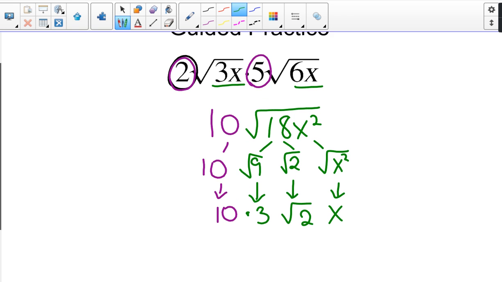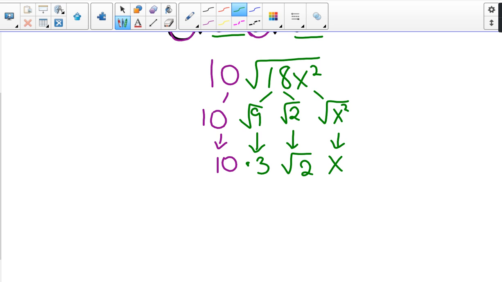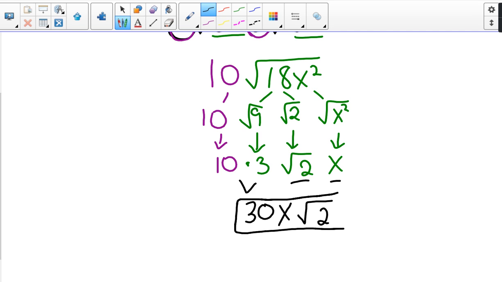Now we just want to kind of organize our answer. We're going to put the numbers outside of the radical first, so that would be 10 times 3, which is 30. Then we want the variable that's outside of the radical, and that is x. And then we take our radical, root 2. And here is our simplified answer, 30x root 2.